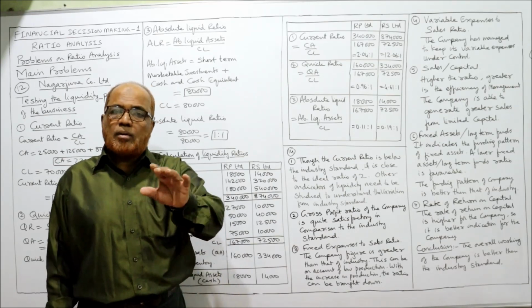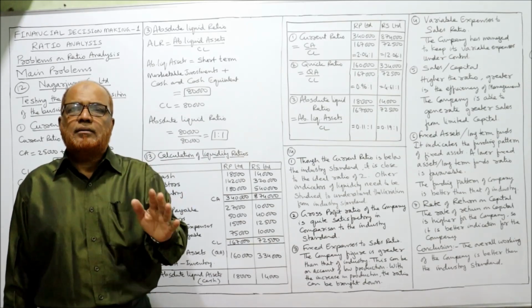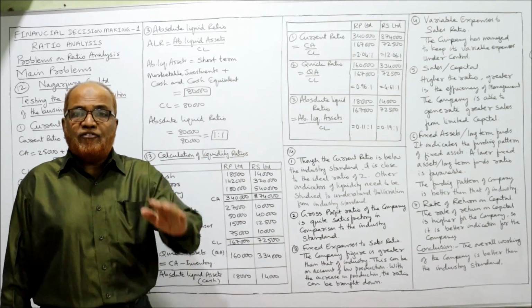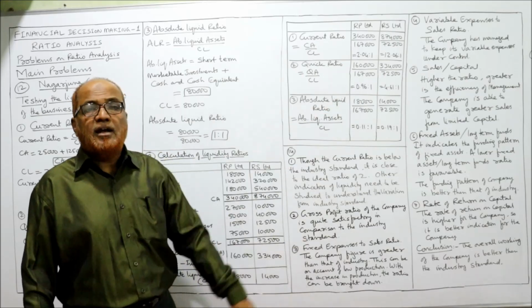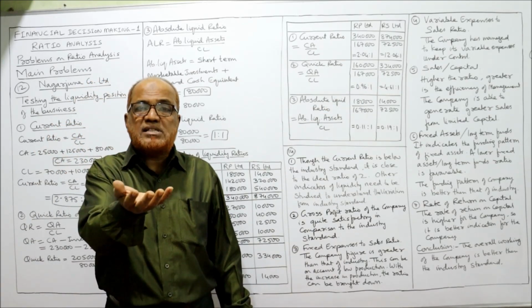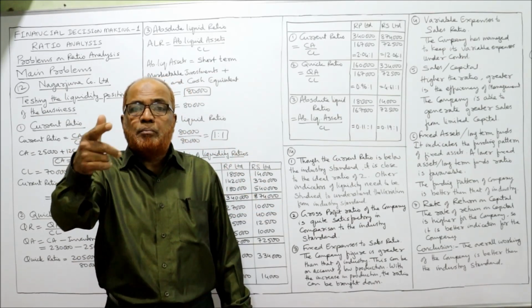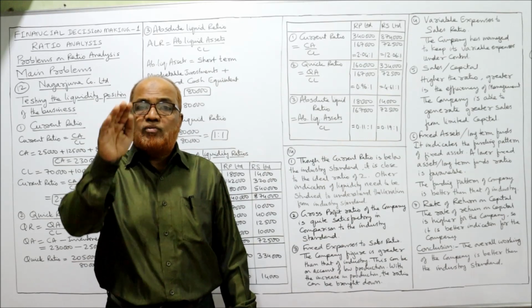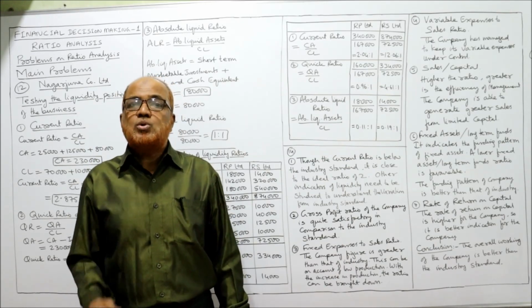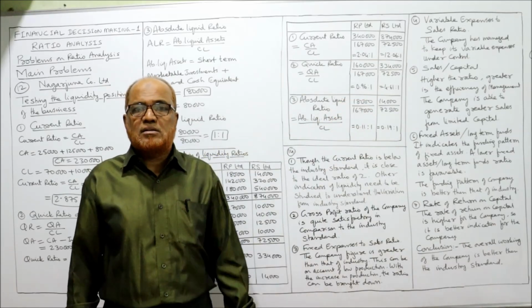The current ratio normally should be 2 or 3, not more than 3. If more than 3 current ratio is there, it means the company is having idle funds invested in current assets, which will not generate any profit, but which will incur cost. It will reduce the profitability. So it is suggested not to keep so much of current assets.